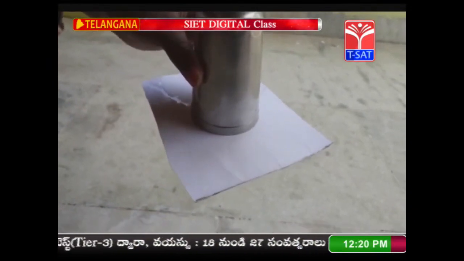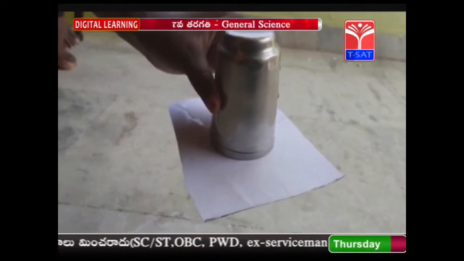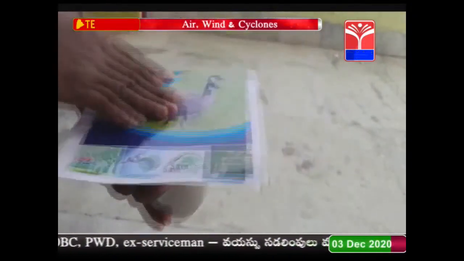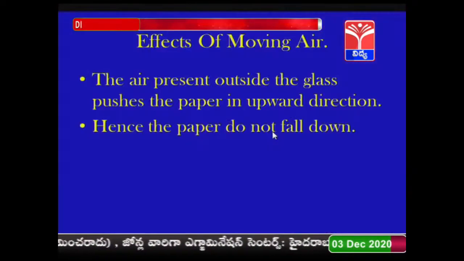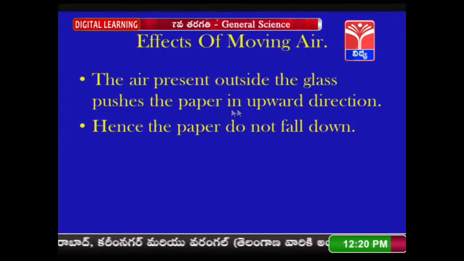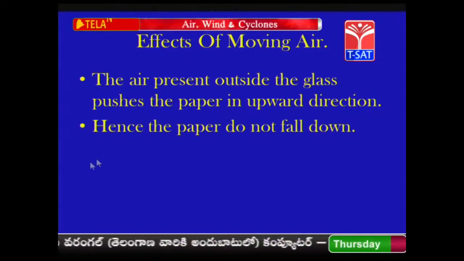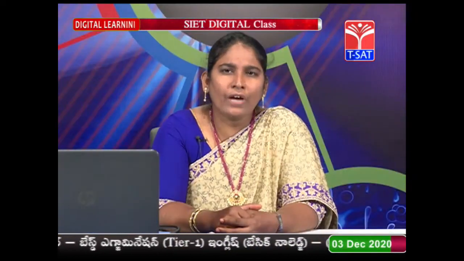Why? Because the air present outside the glass has some pressure. That is why the air is not allowing the cardboard sheet to fall down, because the air is exerting upward pressure. So, we will try to observe and conclude here. The air present outside the glass pushes the paper in an upward direction, hence the paper does not fall down. This is what we have observed from the activity, right, children?